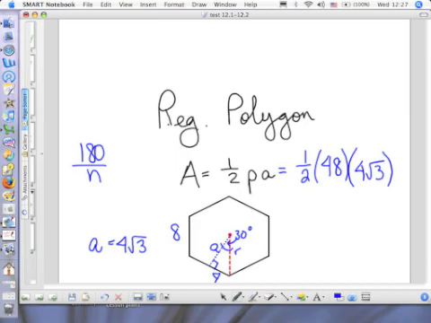Okay, and then we would multiply this out and have the area. Okay? So just as a refresher on how we found the area of regular polygons.